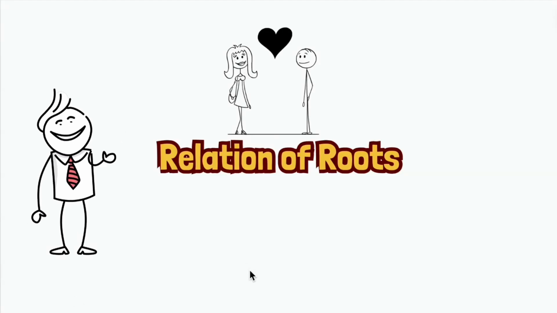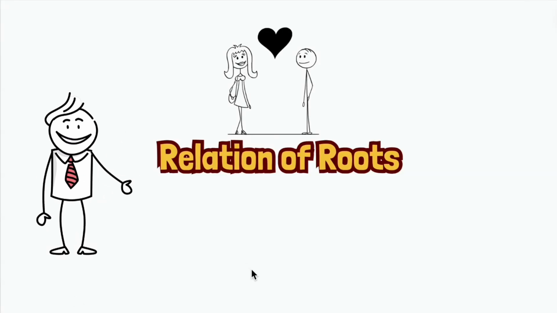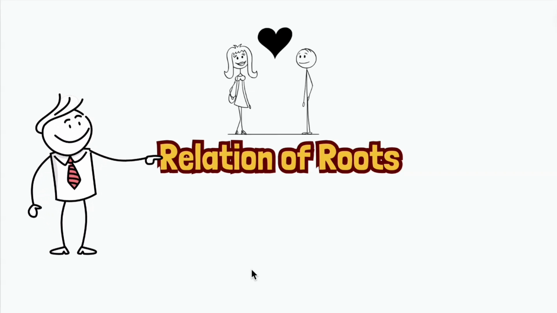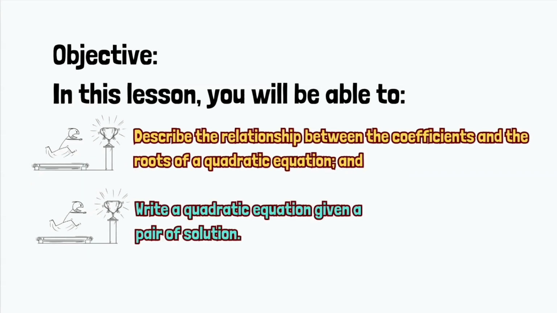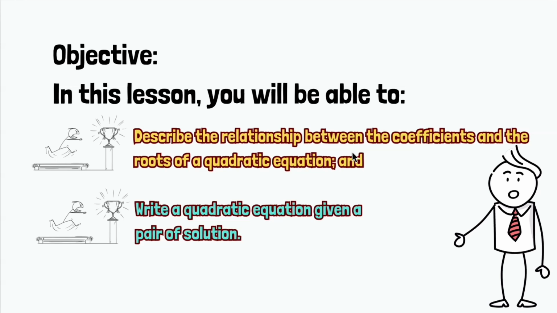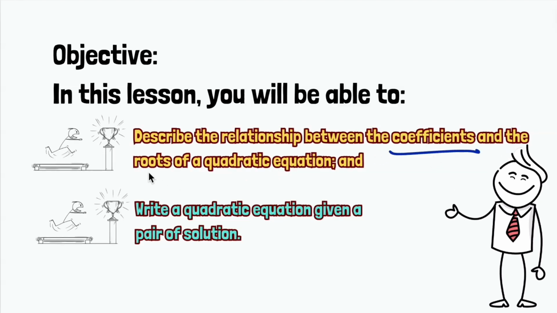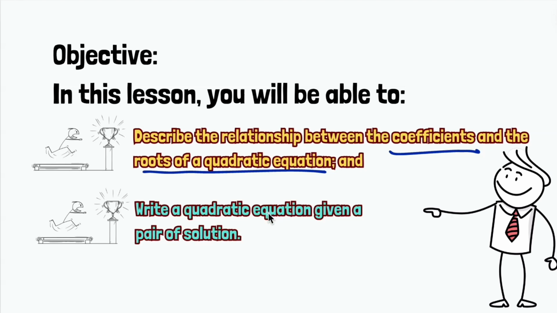Hello, students. As we continue our discussion about the roots and coefficients of a given quadratic equation, we will tackle this particular topic, which is the relation of two roots. The objective of this lesson is for you to be able to describe the relationship between the coefficients, A, B, and C, and the roots of a quadratic equation. So that's the first goal.